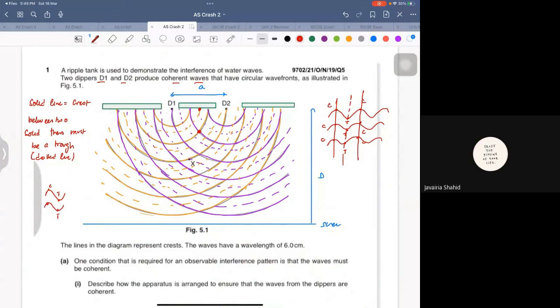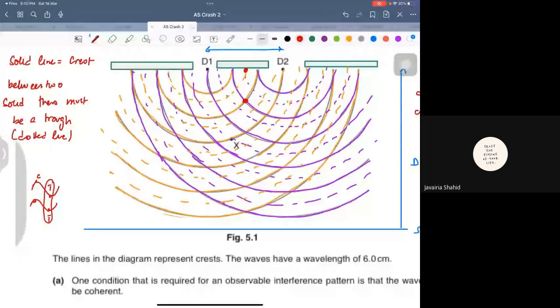So what I was saying, if you look at this dot here, two dotted lines are meeting, which means troughs and troughs are meeting. And if you look at here, two solids are meeting, which means crest and crest are meeting. So it means that constructive interference is happening. Is it clear? Vajiha and Maham, do you understand as well?